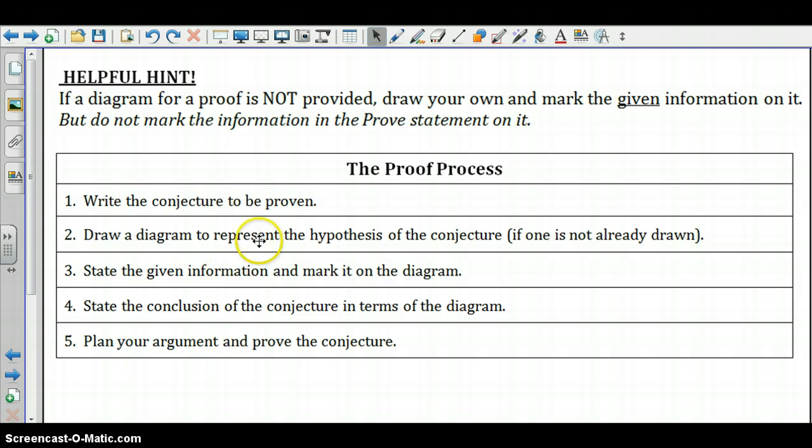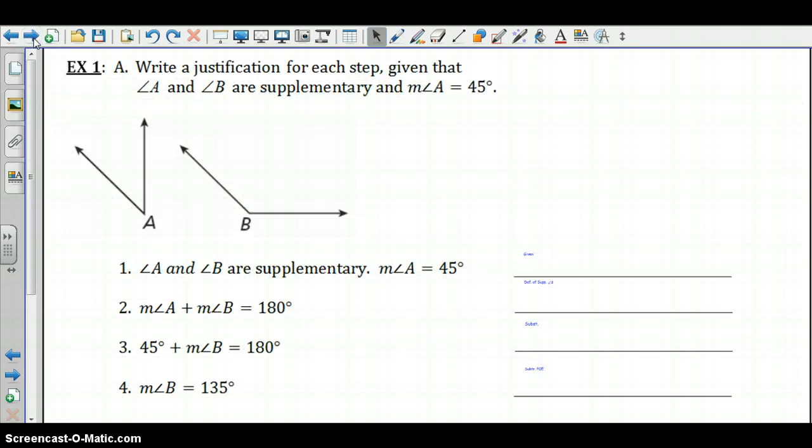Then, for most of our proofs, at the beginning, we're going to be starting with step 3. State the given information and mark it on the diagram. Number 4 is to state the conclusion of the conjecture in terms of the diagram. And then we're going to plan our argument and then put that plan into action and prove the conjecture. So let's try some of these problems.